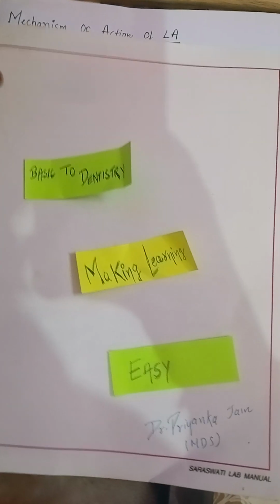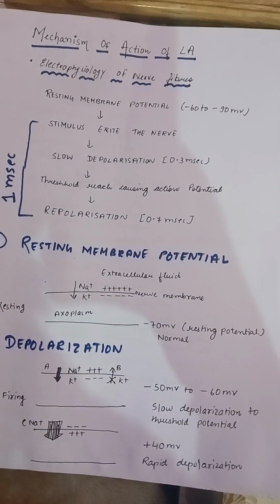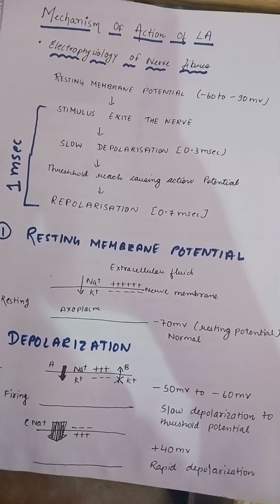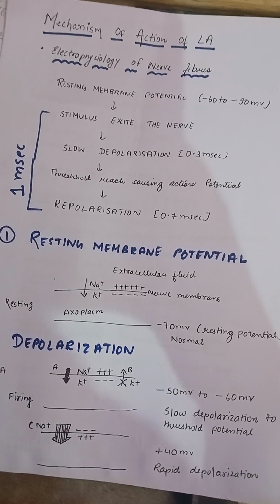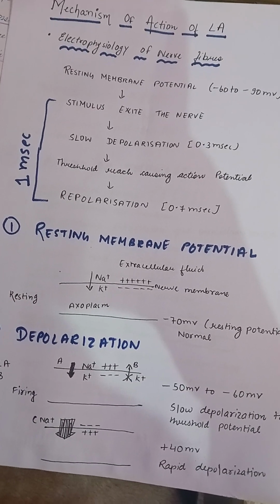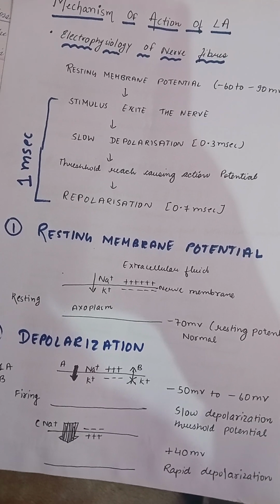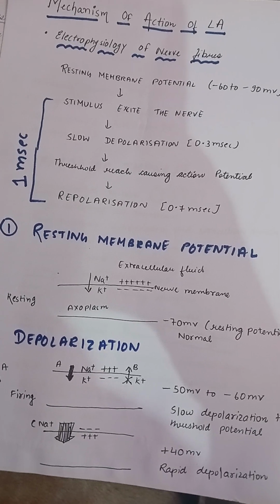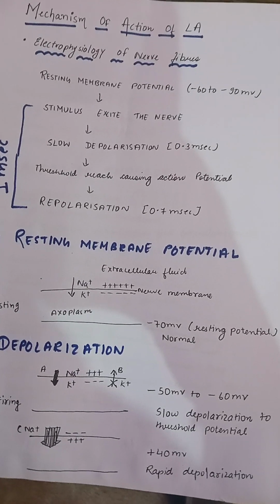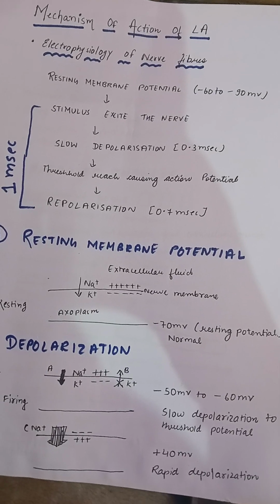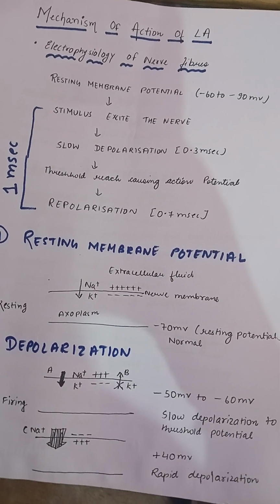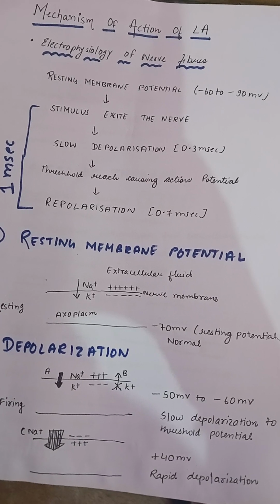Welcome back, guys. We are moving ahead with the new topic of LA, that is mechanism of action of LA. So, there is electrophysiology of nerve fibers. As we have studied earlier, our nerve membrane has two kinds of potential, resting membrane potential and action membrane potential. How does an LA work? We will see. Firstly, there is a resting membrane potential which is minus 60 to minus 90 mV.